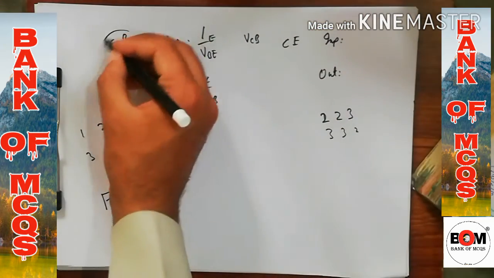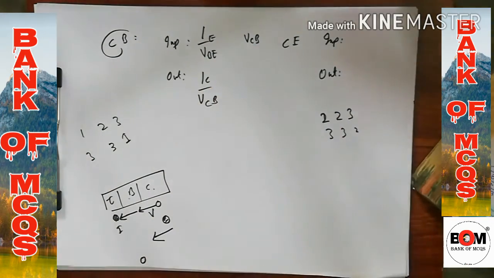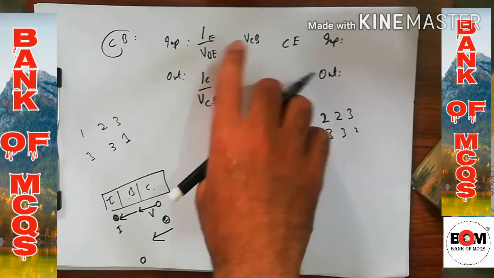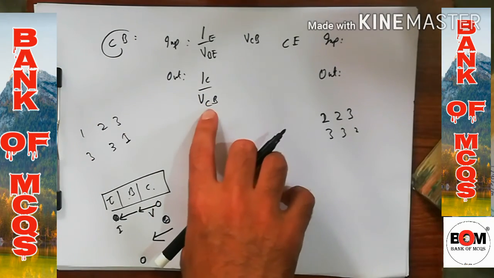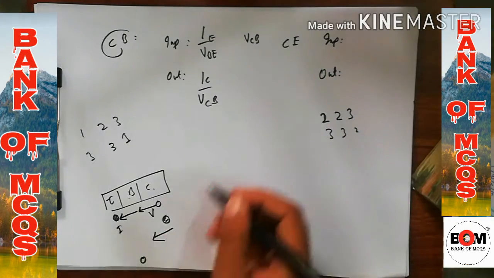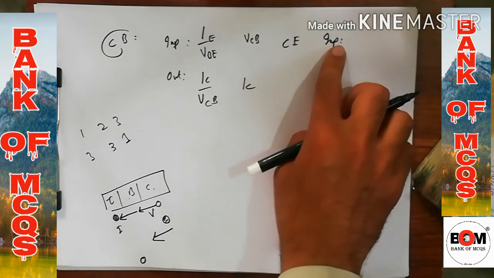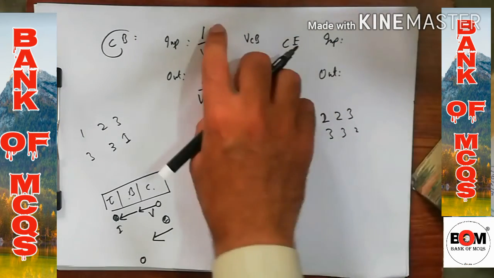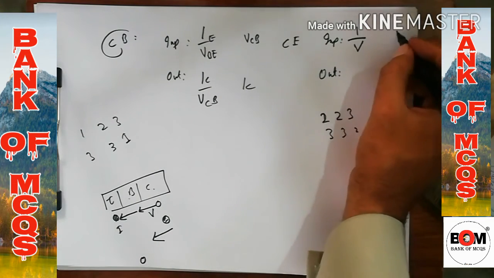The input of common base is IE divided by VBE at constant VCB, the ratio of current to voltage at constant voltage. Now the output of common base is the ratio of IC to VCB at constant IE. Now for the input, the first is current divided by voltage at constant voltage.